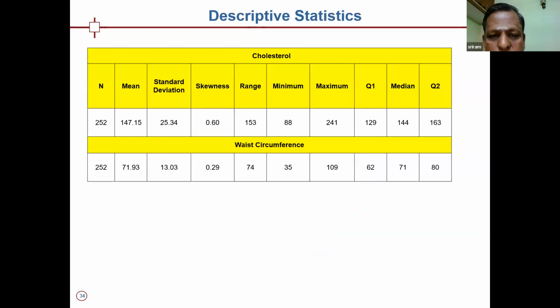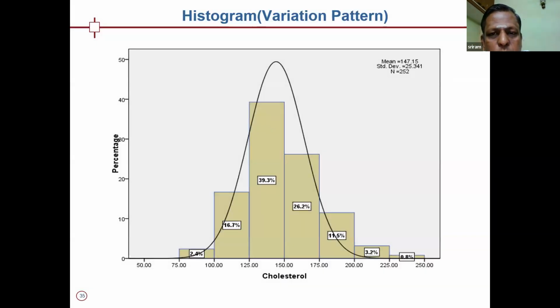The minimum descriptive statistics you have to show are the number of samples, average, standard deviation, skewness, range, minimum and maximum, quartiles and all. So I have shown this for cholesterol. This is an actual study, but I masked the study just to show the tables. And you can show the outcome visually also. Here you can see cholesterol is one of the factors, it's not an outcome.